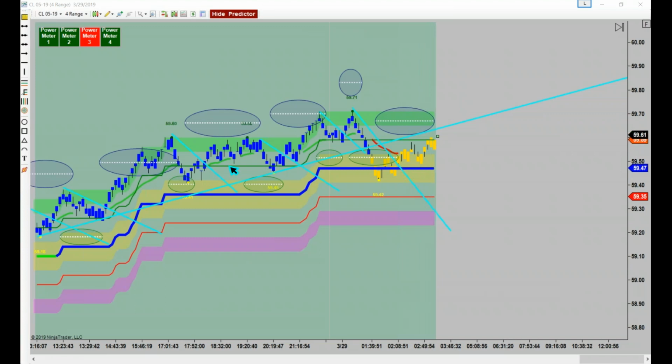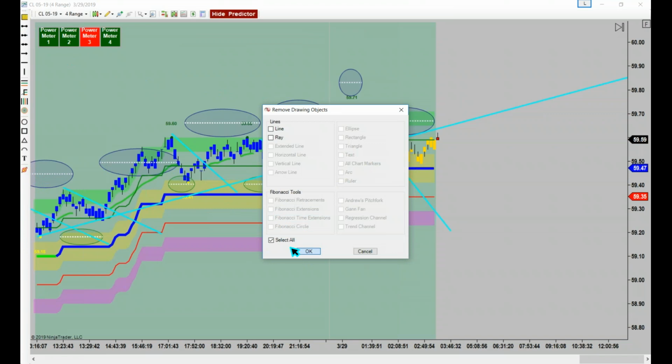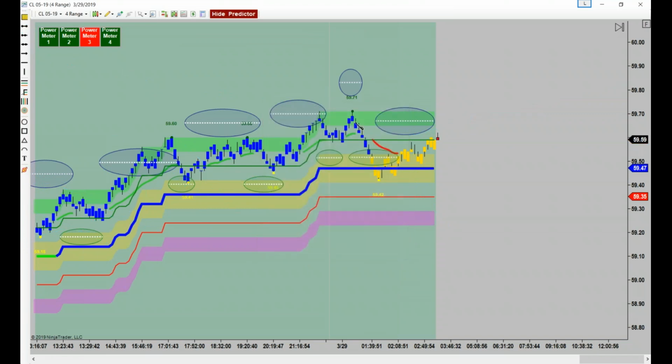See how trend lines work? But notice that we didn't draw the trend line like this. And why did I not draw the trend line? Let me get rid of all these real quick. I'll show you. Why did we not draw the trend line like this? Anybody?